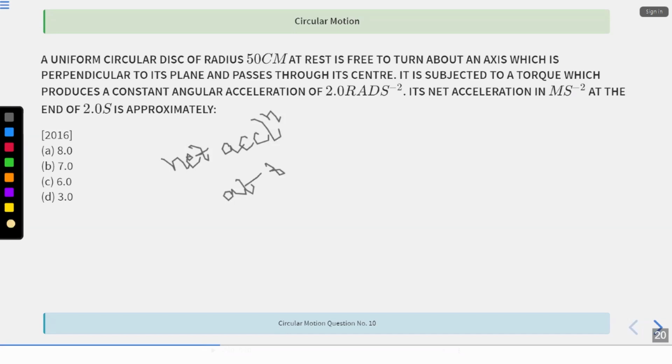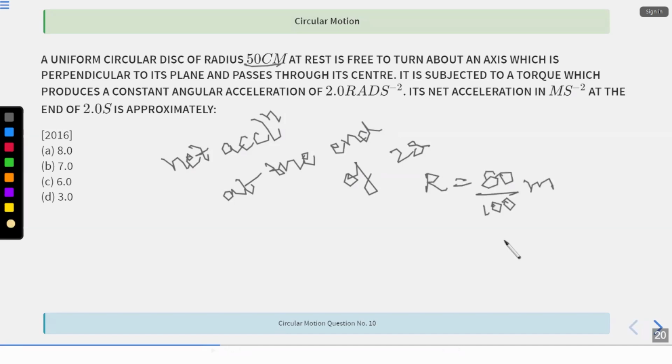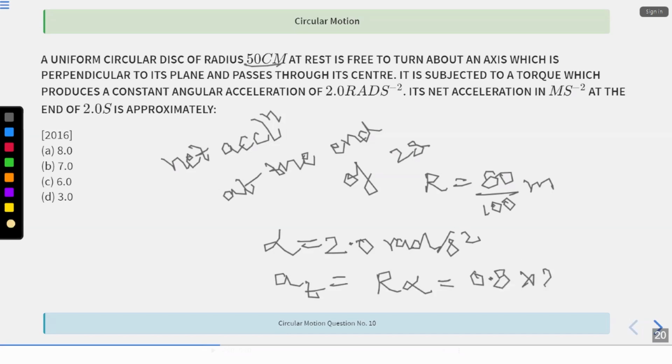at the end of 2 seconds. So how do we do that? Firstly, conversions needed. That is 50 centimeters, so that is 50 by 100 meters, right? So first of all, angular acceleration is equal to 2.0 radian per second square, and time is equal to 2 seconds. We know that. So I can tell that my tangential acceleration is equal to r alpha, and that is 0.5 into 2, that is equal to 1 meter per second square.